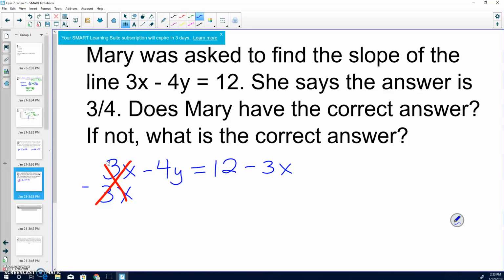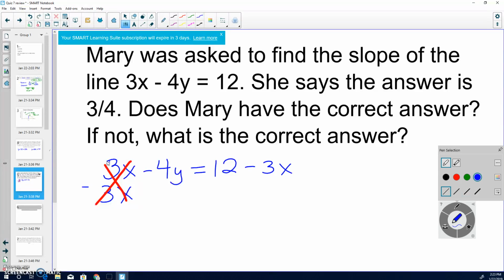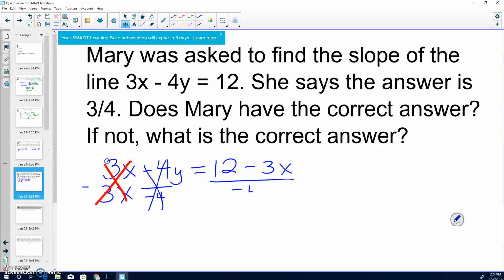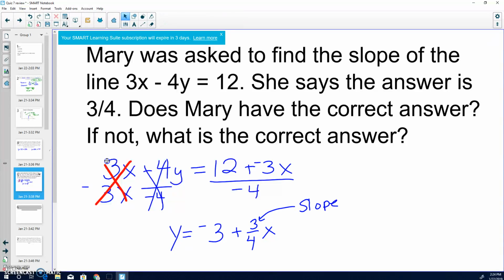So now your equation is negative 4y equals 12 minus 3x. Now I need to break negative 4 and y apart. How do I break them apart? Divide by negative 4. Does that cancel that out? Yes. So I'm left with y equals, what's 12 divided by negative 4? Negative 3. Negative 3 and a negative 4, does that give me a positive? Yes. 3 over 4. So was Mary right? Is her slope 3/4? Yes. She's correct.